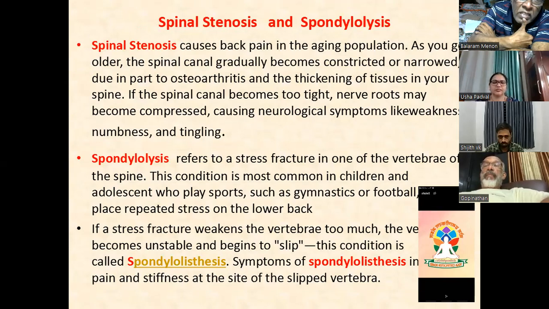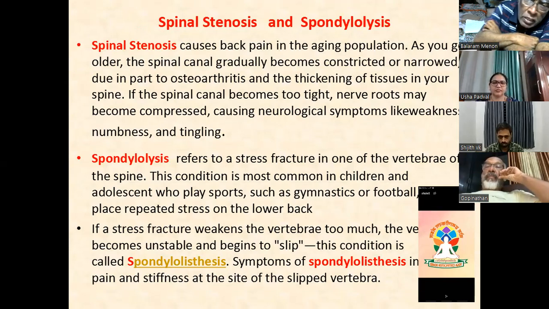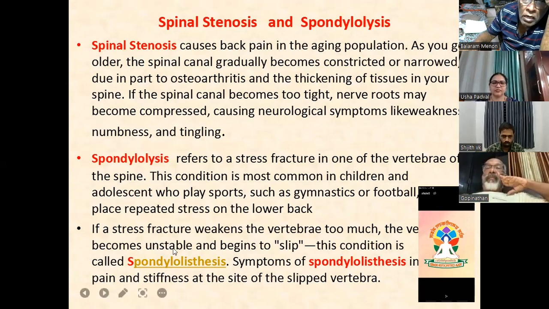Spondylolysis refers to a stress fracture in one of the vertebrae of the spine. This condition is most common in children and adolescents who play sports such as gymnastics or football, or who put repeated stress on the lower back. If a stress fracture weakens the vertebrae too much, the vertebra becomes unstable and begins to slip. This condition is spondylolisthesis. Symptoms include pain and stiffness at the site of the slipped vertebra.